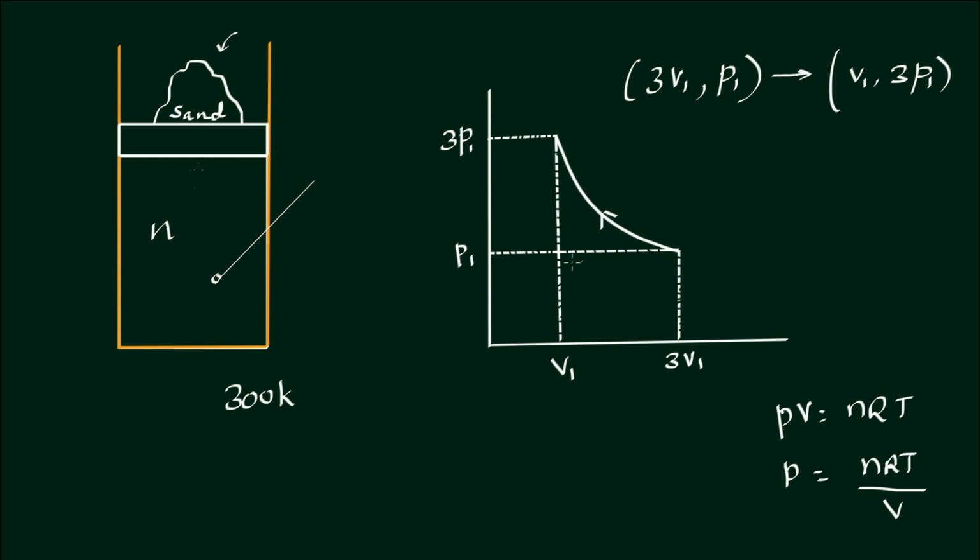So whenever we draw a curve to represent a process on a PV diagram or a PT diagram or a VT diagram, the curve represents a quasi-static process. So we are going to use quasi-static processes to do calculations in the next couple of videos.